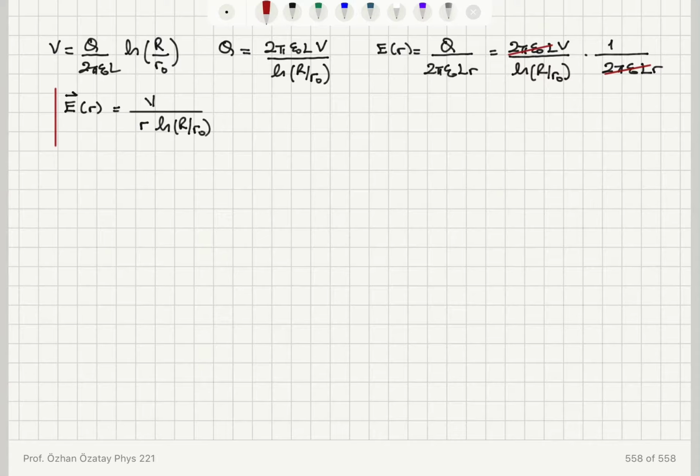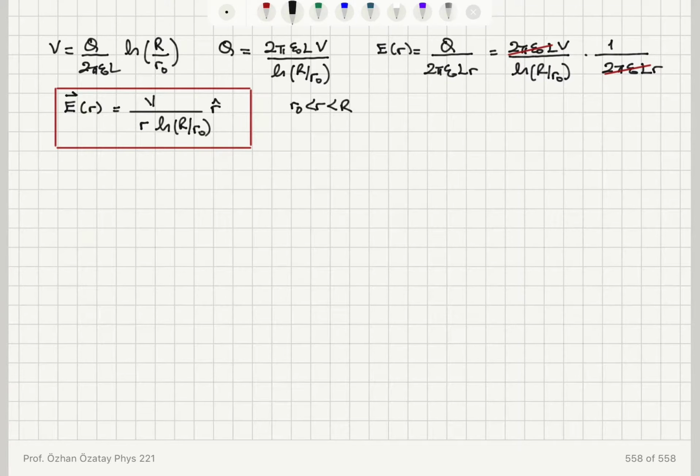And I want to write this in vector form, this is in the r hat direction. So the electric field is V divided by r natural logarithm of capital R over R0, in the r hat direction. So this is for r between R0 and capital R.